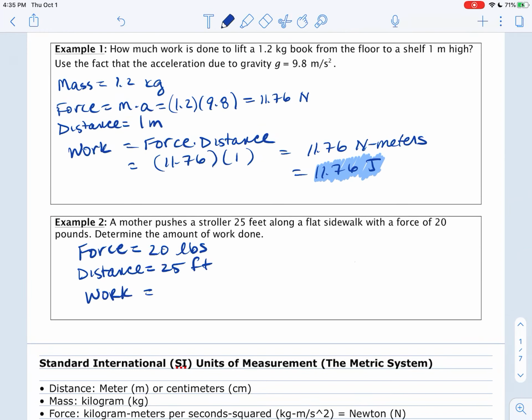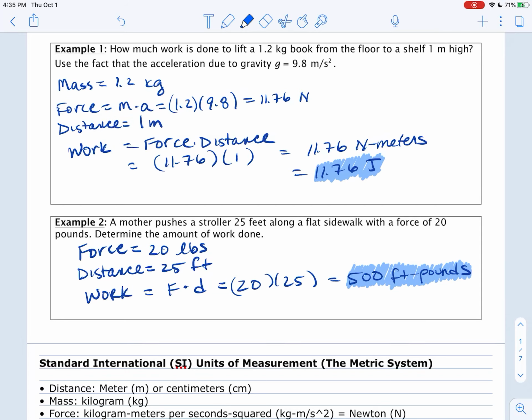And so our work, since both force and distance are constant numbers, is just force times distance. And so we're going to have that this is going to equal 20 times 25, and that's going to give us 500 foot-pounds. And we don't have a special name for the U.S. customary work units. We just use foot-pounds.